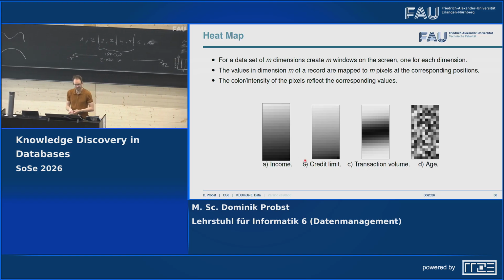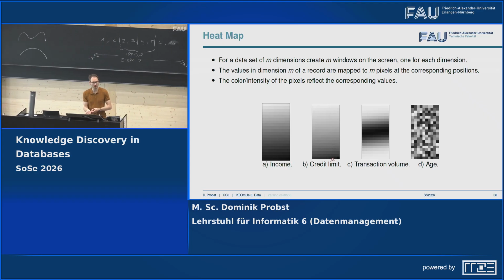For credit limit, there are more persons with a lower credit limit than persons with a higher credit limit. Same thing. And for transaction volume, in this case, it's more dense in the middle because there are fewer transactions with 1 cent, 2 cents, whatever. There may be more with 50 euros, and there are fewer with 200,000 euros, of course.